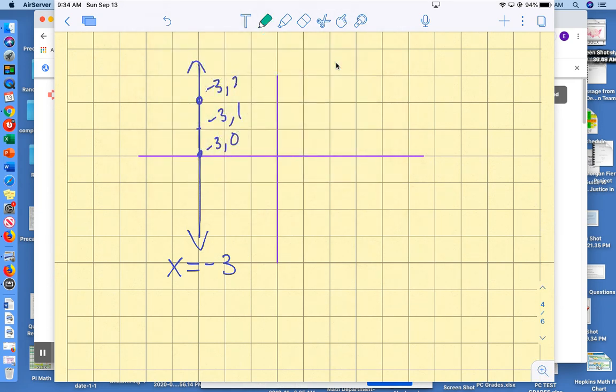Now, if we were to draw one going horizontal, we know our slope is 0. And if we look at this, this is the coordinate (1, 2), (2, 2), (3, 2), (4, 2). So we can see everywhere on there, our y value is equal to 2. And we have the equation of those lines.